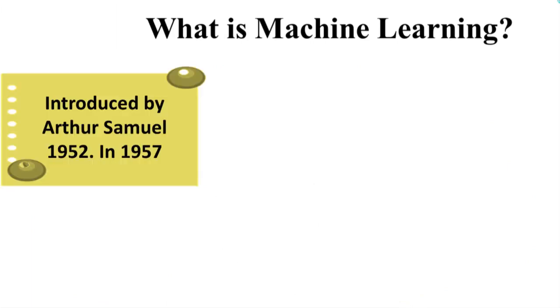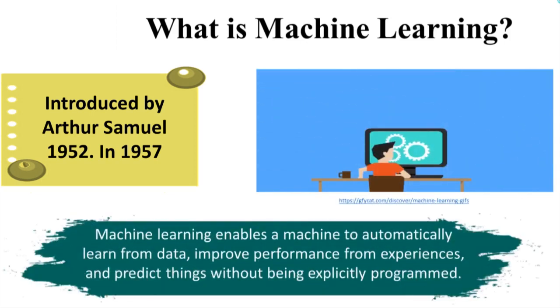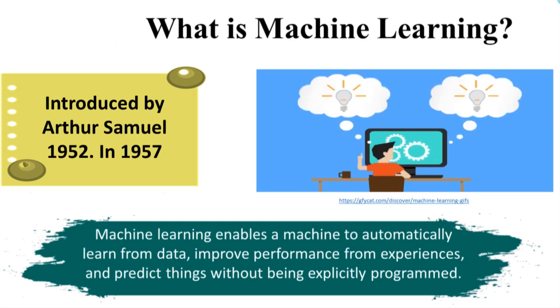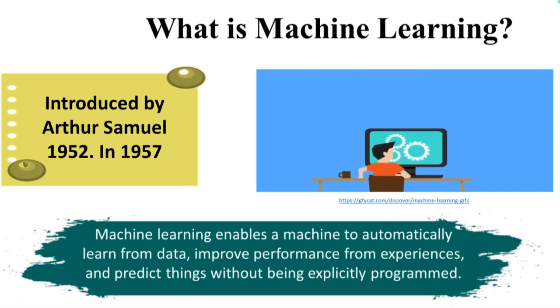Arthur Samuel first came up with the phrase machine learning in 1952. In 1957, Frank Rosenblatt at Cornell combined Donald Hebb's model of nerve cell interaction with Arthur Samuel's machine learning efforts and created the perceptron.